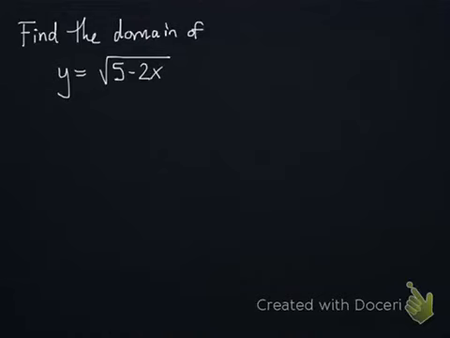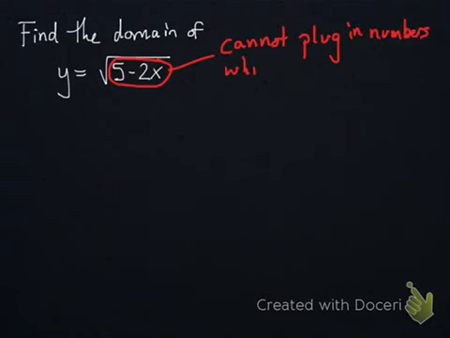Let's try another one. Let's find the domain of this relationship. Y is equal to the square root of 5 minus 2x. So you think about things that can and can't happen with square roots, and you probably know that it is illegal to plug in negative numbers to square roots. In other words, we can't plug in numbers which make 5 minus 2x negative.